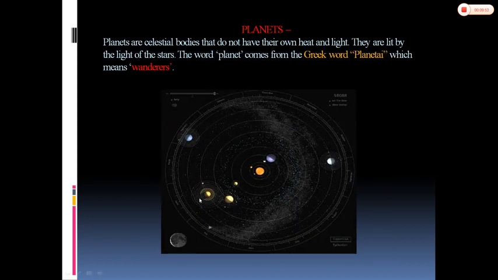Now we are going to understand the planets. Planets are celestial bodies that do not have their own heat and light, like the sun has, and they are lit by the light of the stars. The word planet comes from the Greek word planetai, which means wanderers. Planets do not have their own heat and light, but they receive their heat and light from the stars or from the sun. Even our earth receives its heat and light from the sun only.